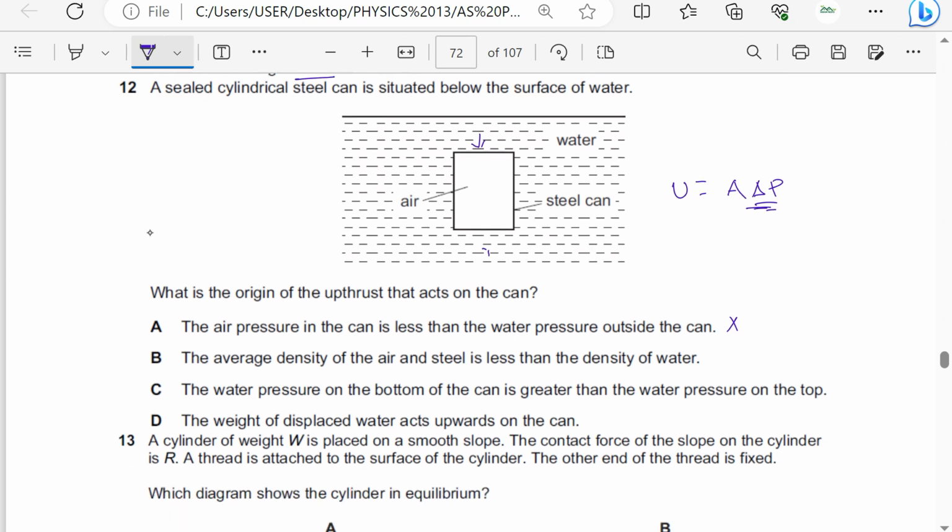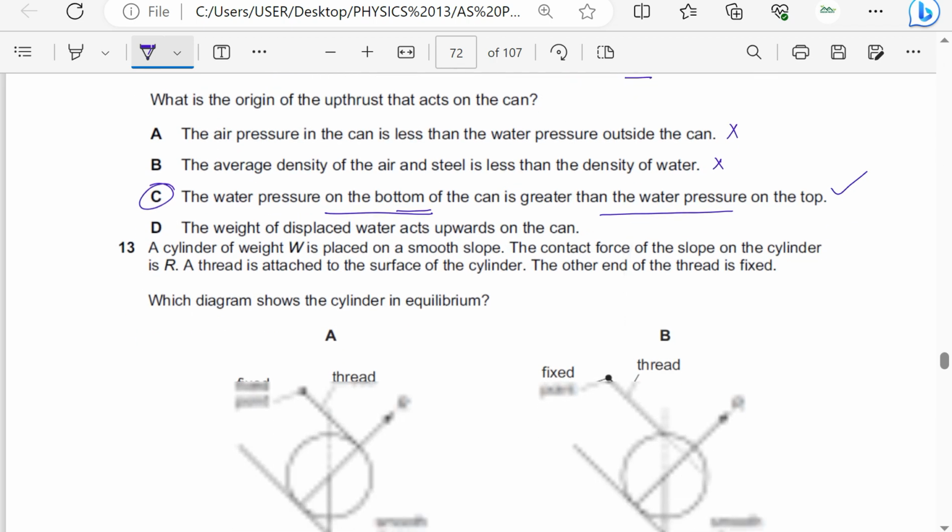The average density of the air and the steel is less than the density of water. The water pressure on the bottom is greater than the water pressure on the top. This is true. The pressure at the bottom is greater than the pressure at the top because pressure is equal to density times g times h. It increases with depth. So the answer is C.